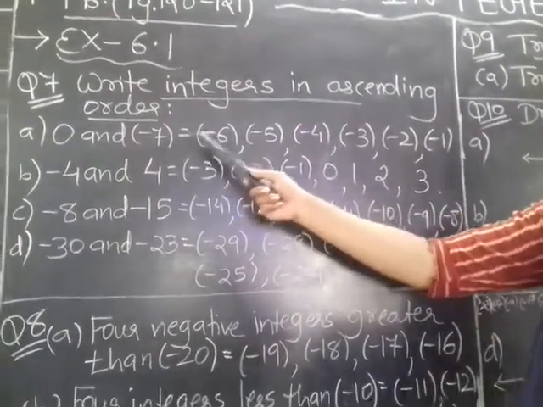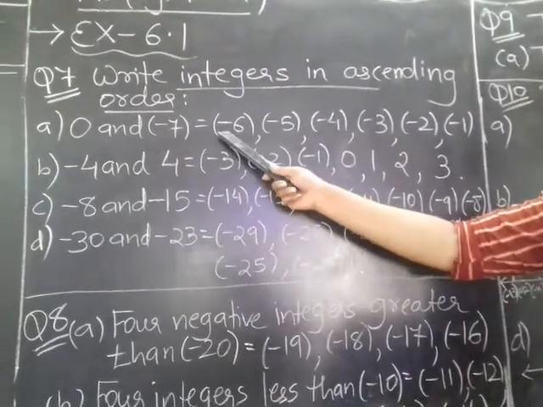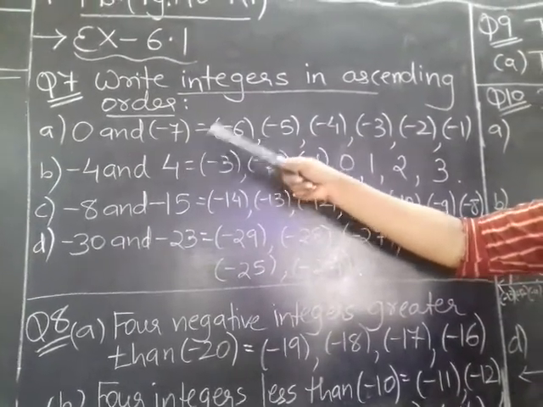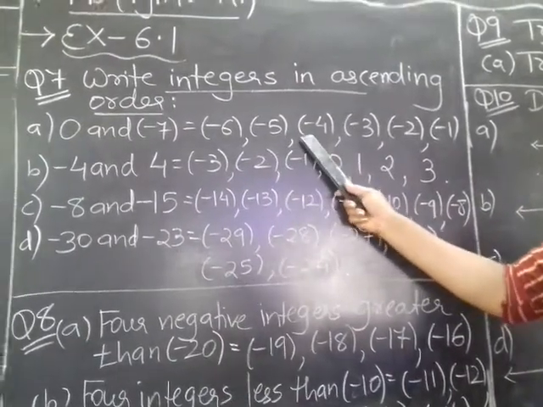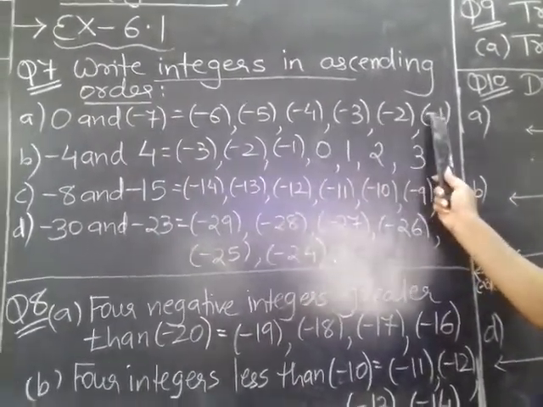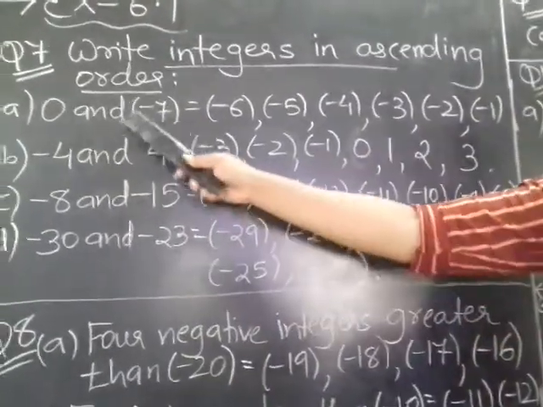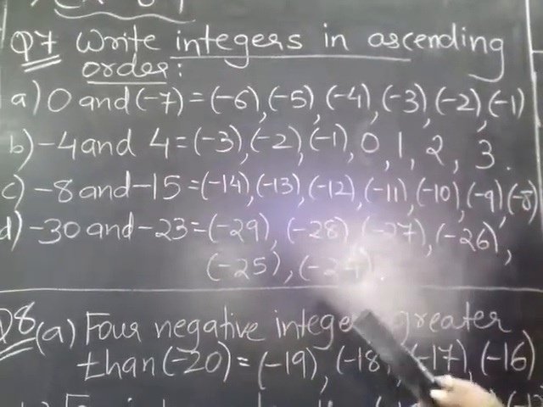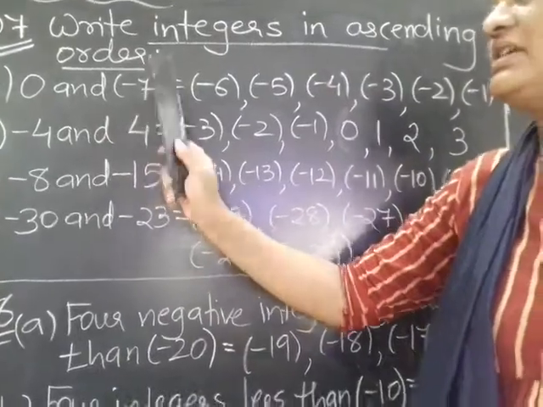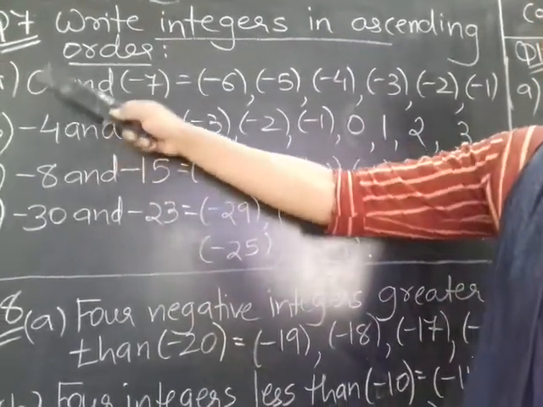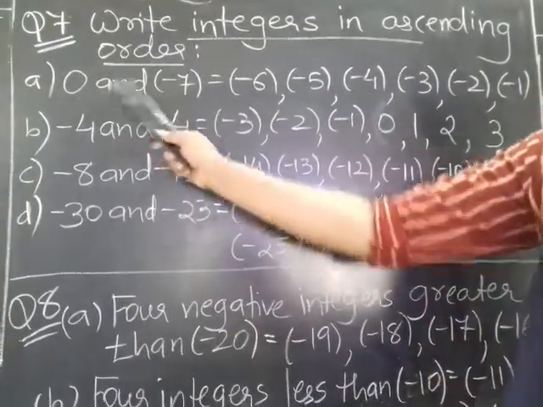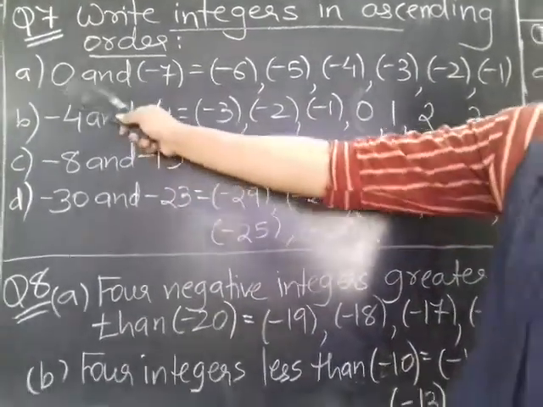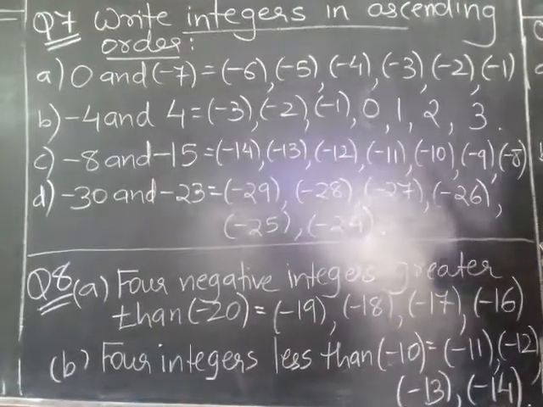So 0 and minus 7. We will start with the smallest numbers on the number line. So minus 6 is the smallest. Then minus 5, minus 4, minus 3, minus 2, minus 1. But remember, this is between the pair. Between means between 0 and minus 7. So we will not include 0 and also we will not include minus 7, because we have to write the numbers in between the pair, that is 0 and minus 7.